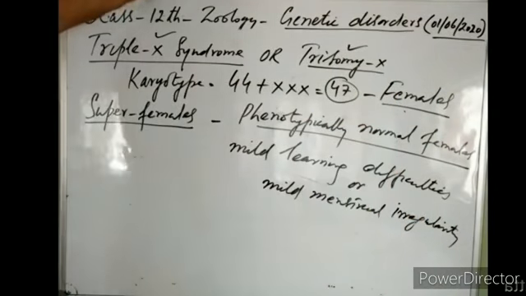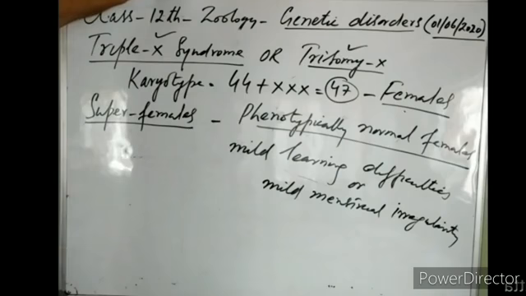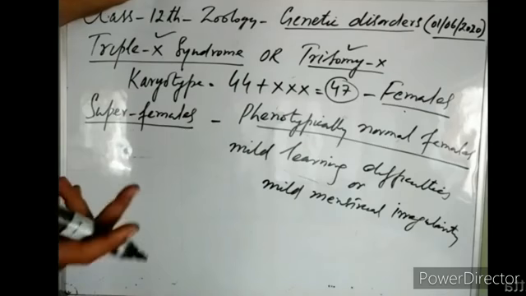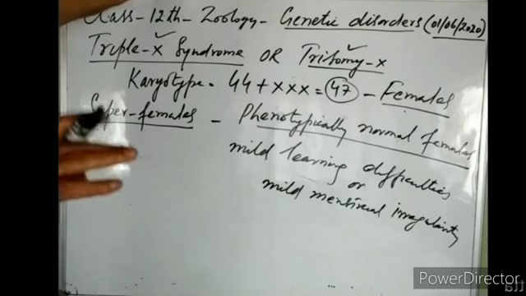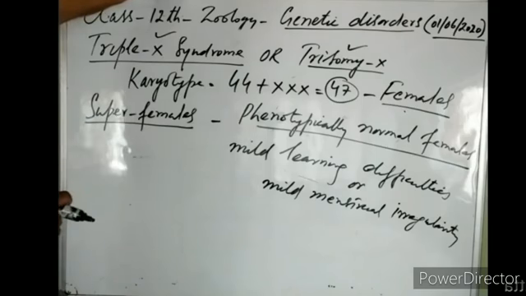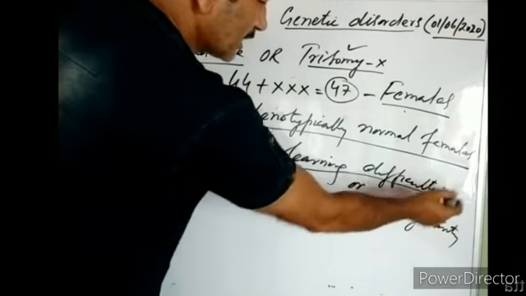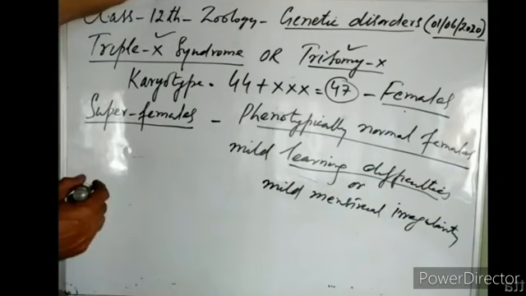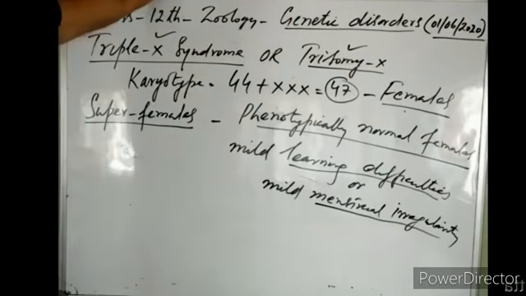So these females are phenotypically quite normal. They cannot be identified by their phenotype. They can be identified only by karyotyping. When we look at these females, they are quite normal. They can do anything as a normal female. They may, however, suffer some mild learning difficulty, and sometimes mild menstrual irregularity. Otherwise, they are quite normal, right?